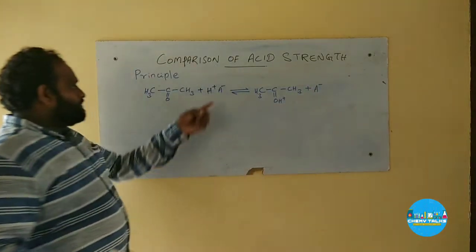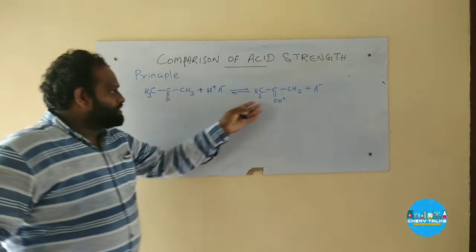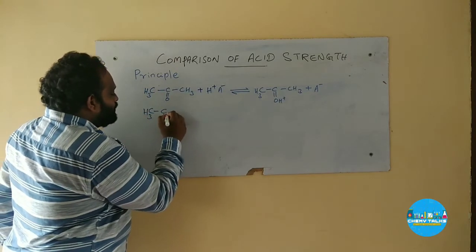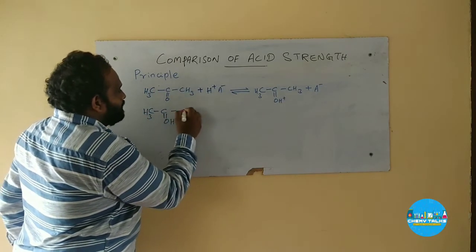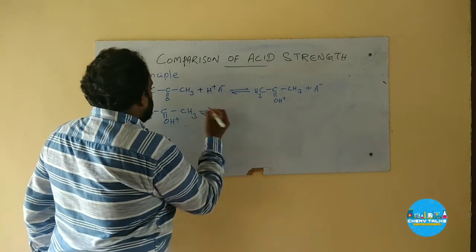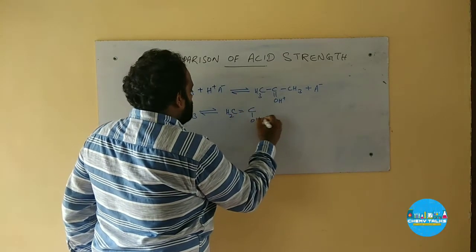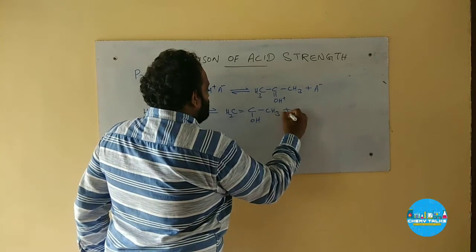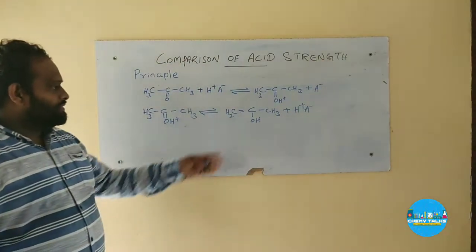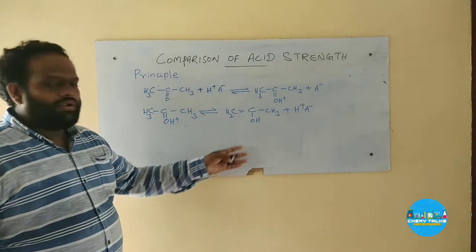This is the first step. Sulfuric acid donates a proton to the acetone. Now the acetone is protonated. The protonated acetone is converted into enolic form by the loss of a proton. Now this enolic form reacts with iodine and gives the product.